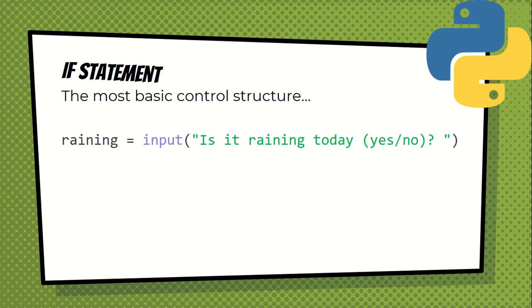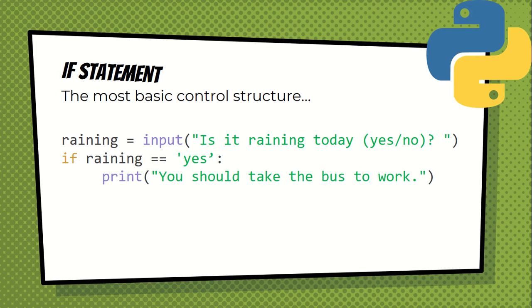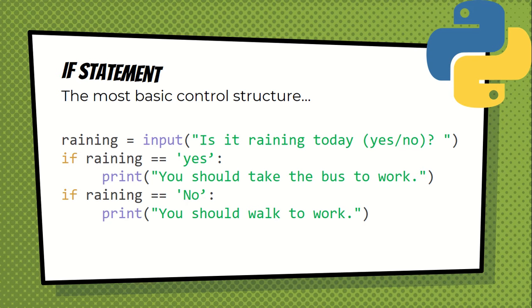So a simple if statement might start with a line of code similar to this, which we've seen in previous modules, where we've got a variable called raining, and we're asking the user for some input, and the question we're asking is, is it raining today, yes or no? We're trying to prompt the user to give us an answer of yes or no. And the question we might then ask in our program is, if the user gives me the value of yes for the variable raining, and that's true, then I might provide the output, you should take the bus to work. If they give me an answer of no at that input, then I might provide some different output.